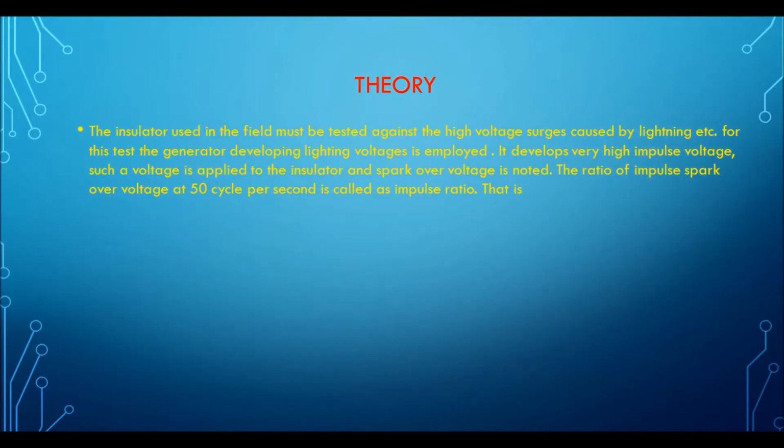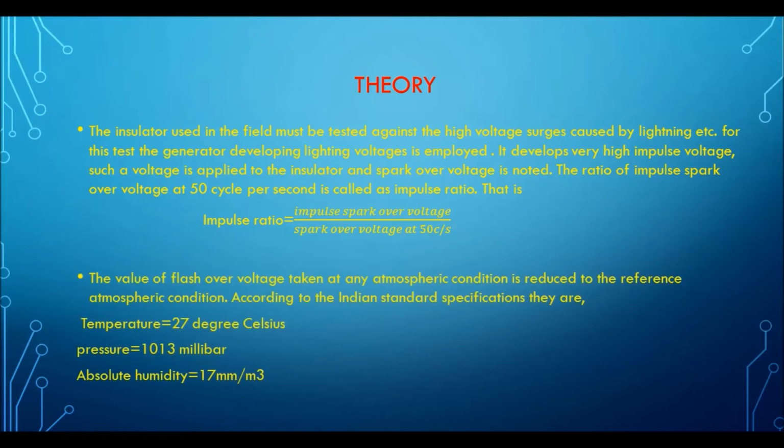Theory: the ratio of impulse flashover voltage to the flashover voltage at 50 cycles per second is called the impulse ratio. This is the formula to calculate impulse ratio: impulse ratio equals impulse flashover voltage divided by flashover voltage at 50 cycles per second, that means AC voltage. The value of threshold voltage taken at any atmospheric condition is reduced to the reference atmospheric condition according to the Indian standard specification. There, temperature 27 degrees Celsius, pressure 1013 millibar, absolute humidity 17 mm per meter cube.